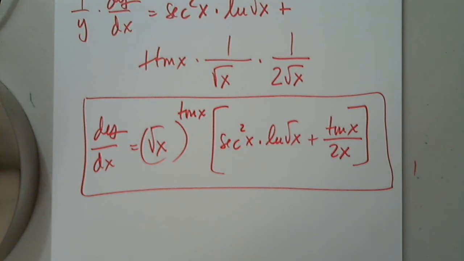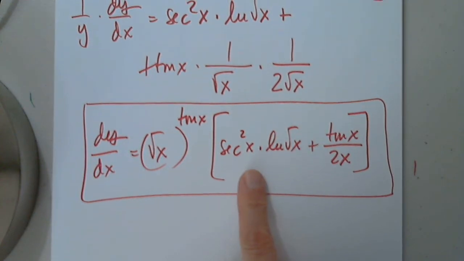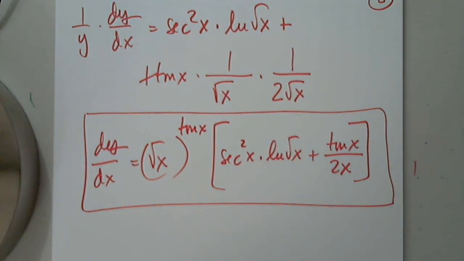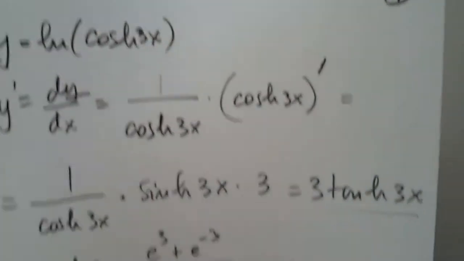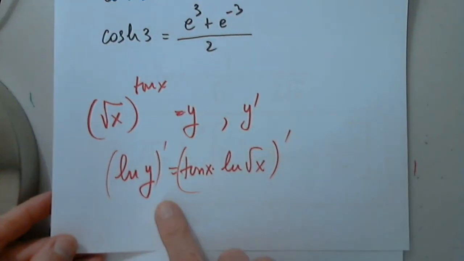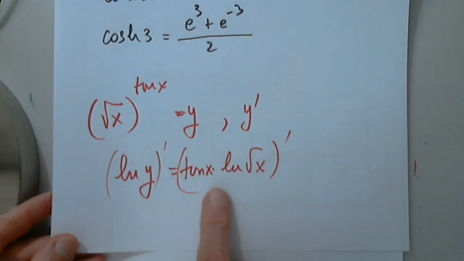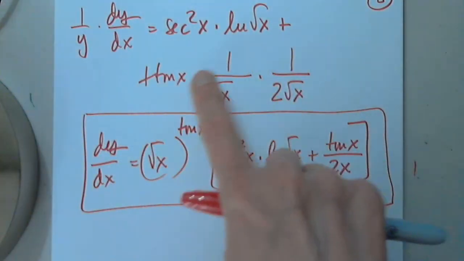Would you like to choose? Implicit differentiation? Yes, this was implicit differentiation. Oh, I thought this was logarithmic. Yes, but first it was logarithmic. Yes, first it was logarithmic, but now from this stage to this stage is implicit.